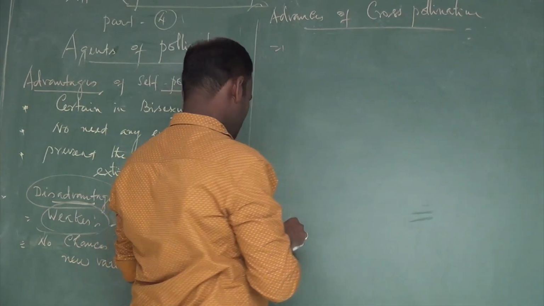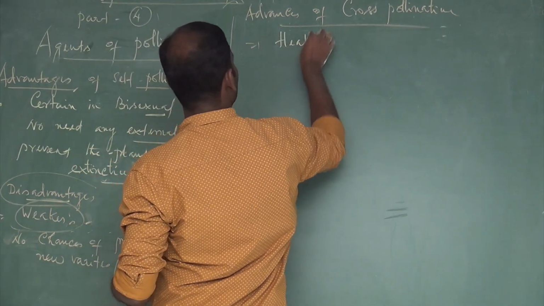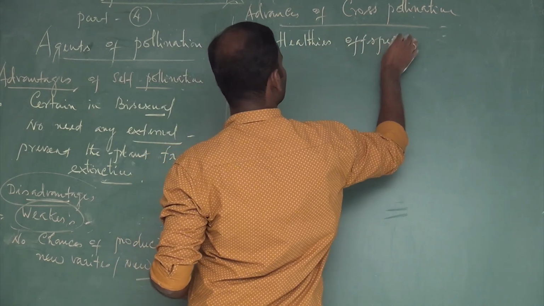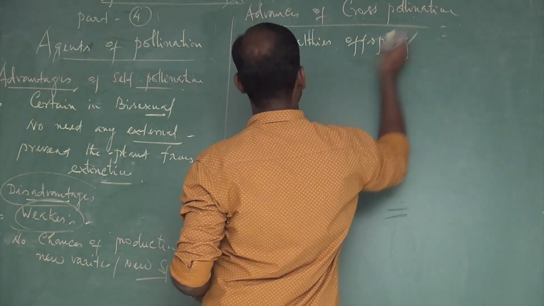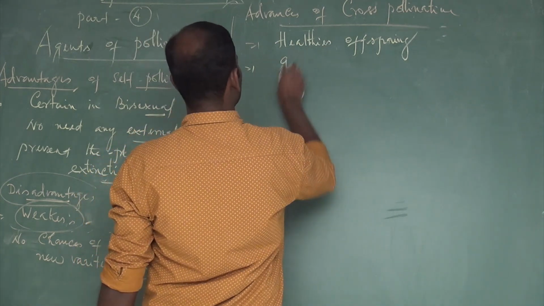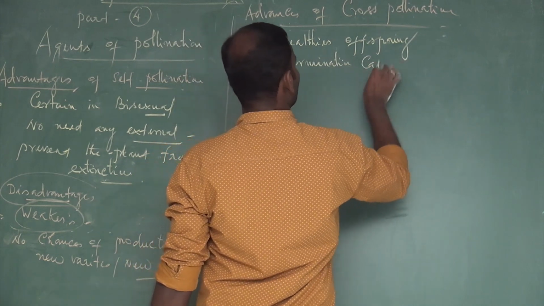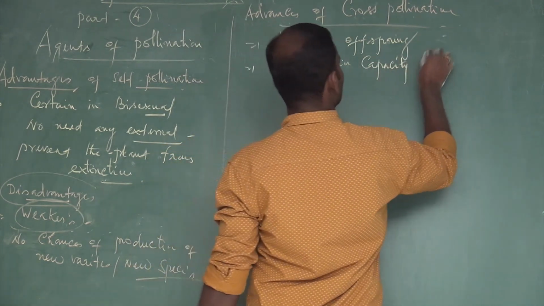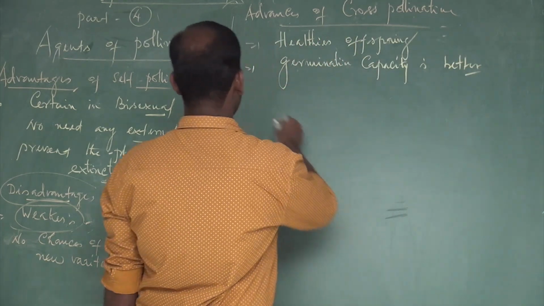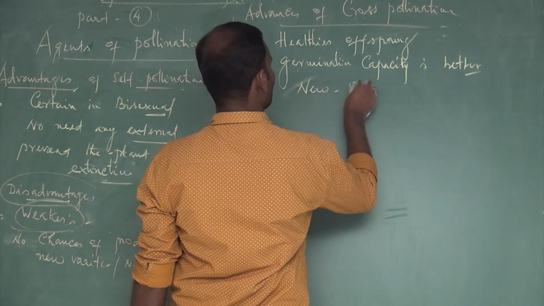In cross-pollination, all the offsprings are healthier. Healthier offsprings are produced through cross-pollination, and the germination is a better one. Germination capacity is better. The plants are produced through cross-pollination, and new varieties are produced.